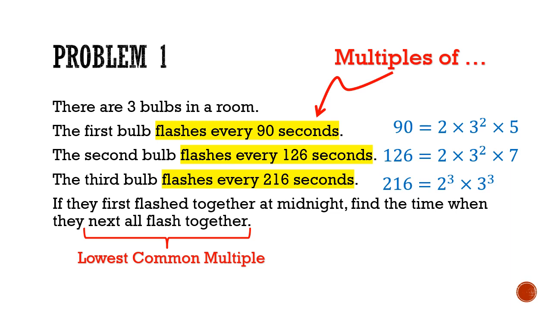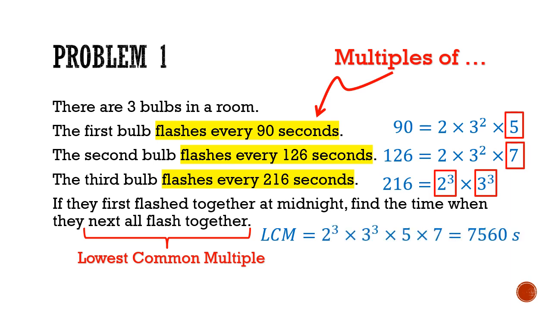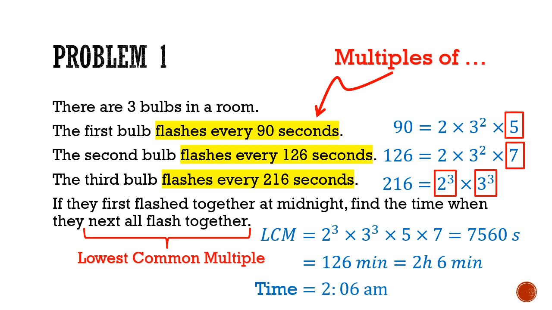Now we want to find the LCM. We need to find the highest index of each prime factor. So that will be 2 cubed, 3 cubed, 5, and 7. So we multiply these 4 numbers together. That gives us a total of 7,560 seconds. We divide that by 60. That tells us it's a total of 126 minutes, which is 2 hours and 6 minutes long. So adding that to midnight, the next time that they all flash together will be 2:06 a.m.